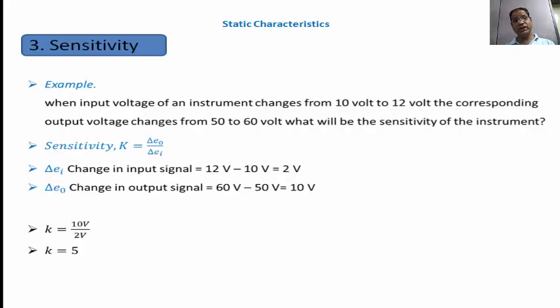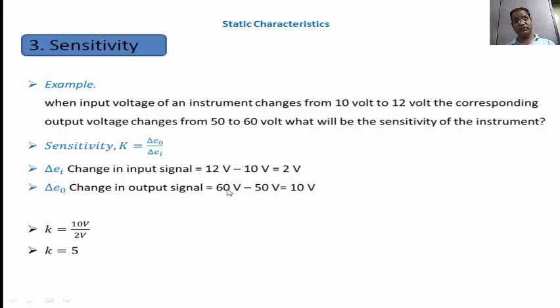So you should know delta EI and you should know delta EO. So what is delta EI? Change in input, where input changes from 10 to 12. So 12 volt minus 10 volt is delta EI, which is the change in input, and the change in output, delta EO, will be what? Output signal.